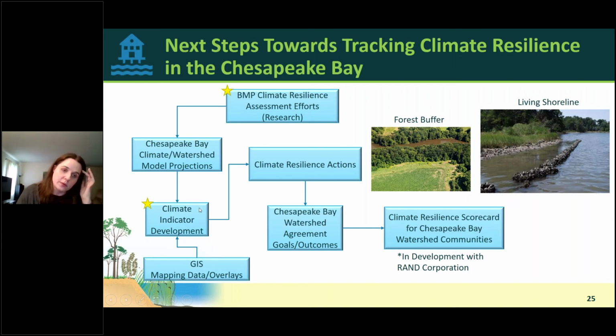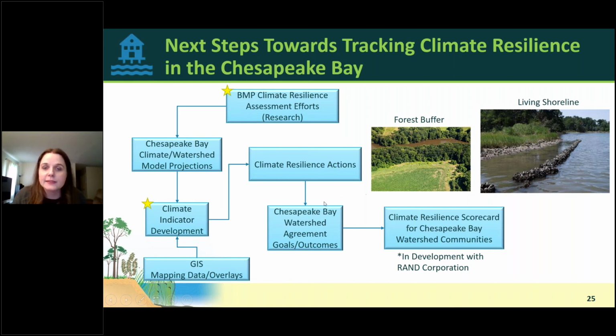So we are trying to put those physical indicators in a format that could help inform the impacts, which would then lead to informing what our climate resilience actions could look like. That could be forest buffers, which are a potential strategy for reducing stream water temperatures, and living shorelines, as I mentioned, to reduce wave energy and build habitat. So we are trying to see what the best climate resilience actions would be for the given areas.